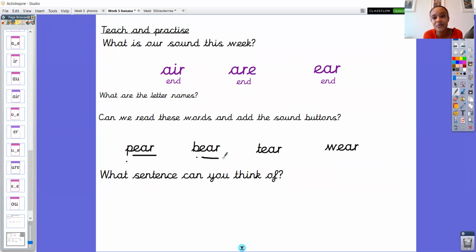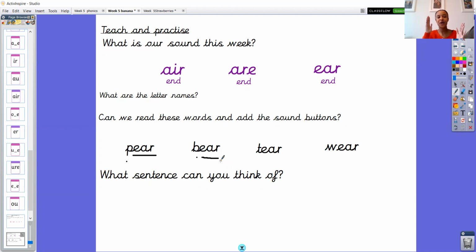Well, it's a bit tricky with the ear and the air, because if you read this with the ear sound, it would say ear, beer, like the drink beer, and that would make perfect sense of a word, but it is spelt differently. So this one's quite a tricky one, but the more you read, the more you'll get used to words. So this one says air, bear, like a teddy bear.